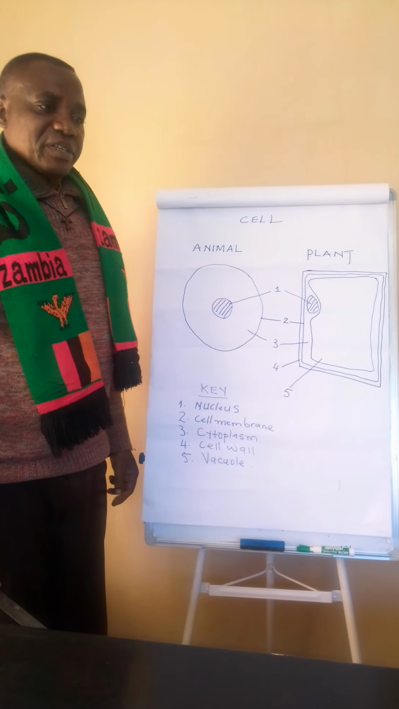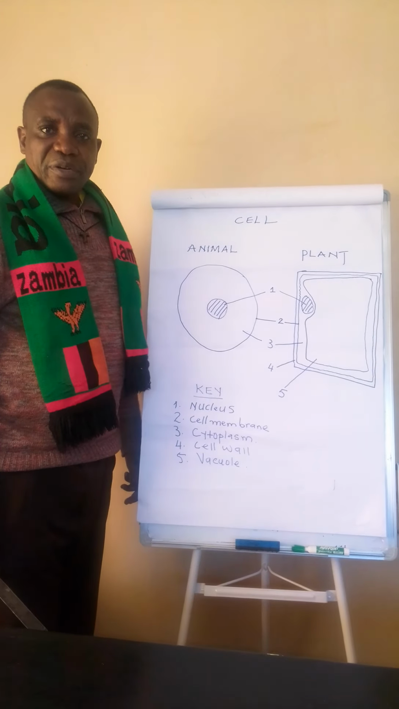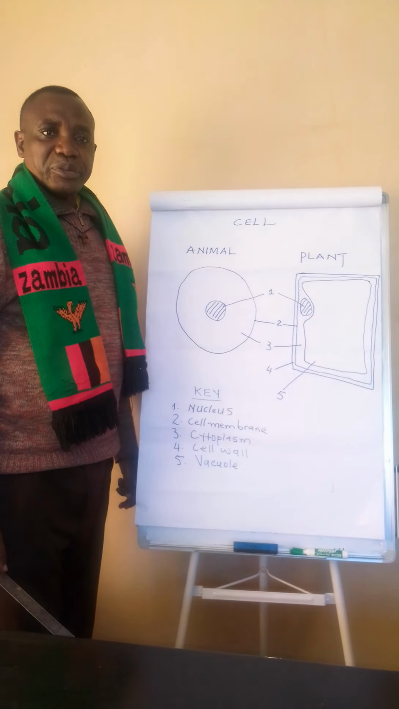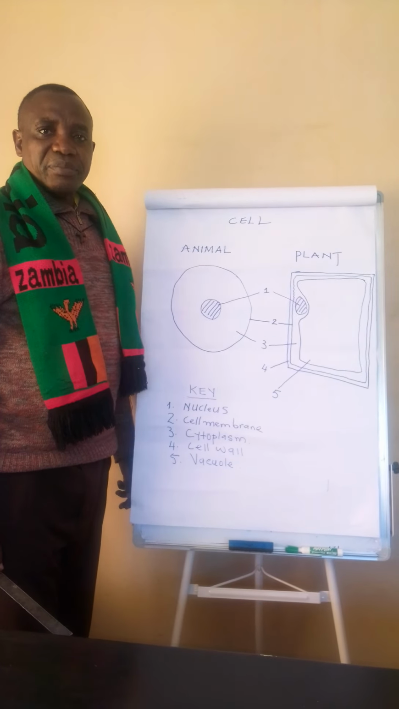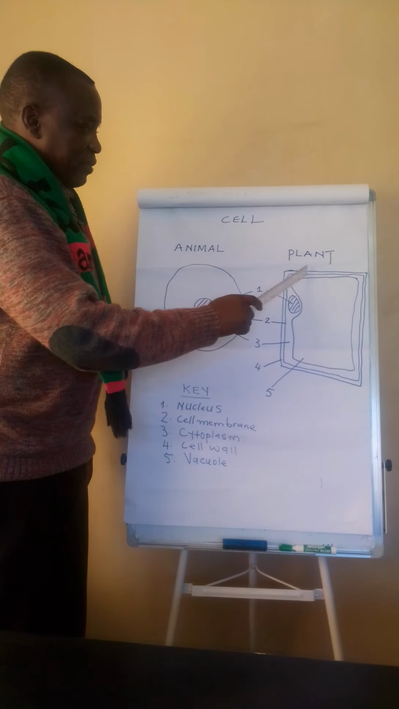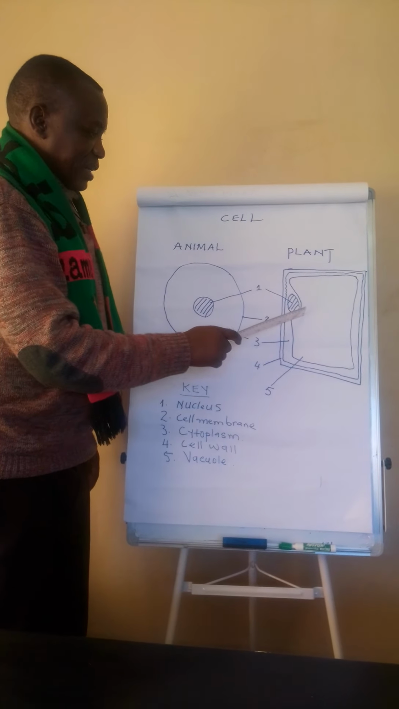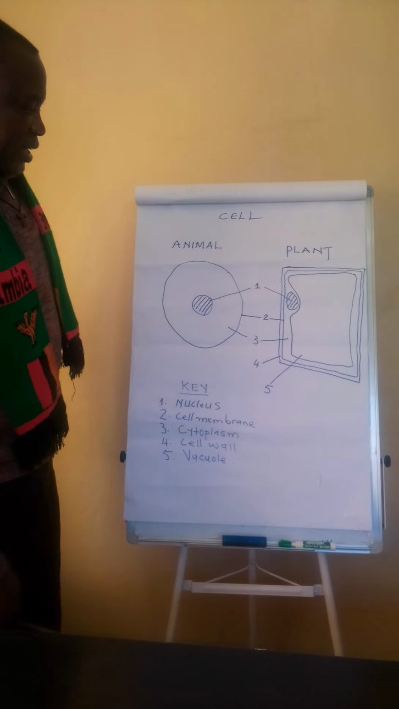Last time we were discussing the cell, and at the end of the lesson I gave you an assignment to go and list the differences between plant and animal cell. And I've just brought those two cells. You have on my far right the plant cell, and on my far left here you have the animal cell.